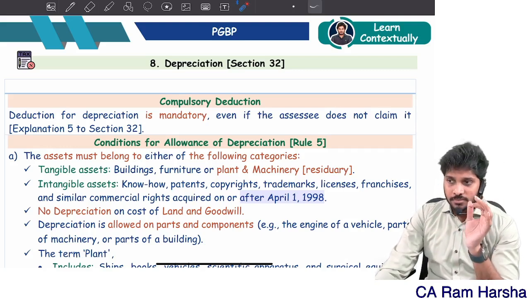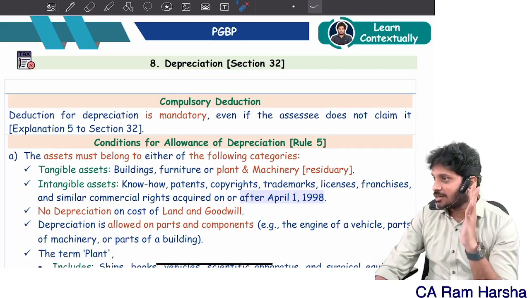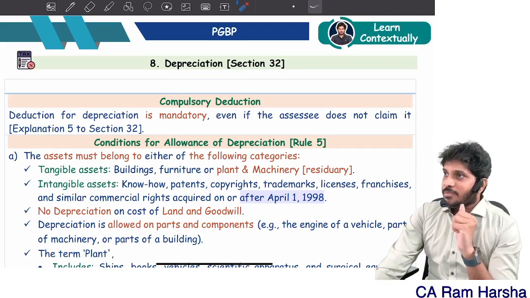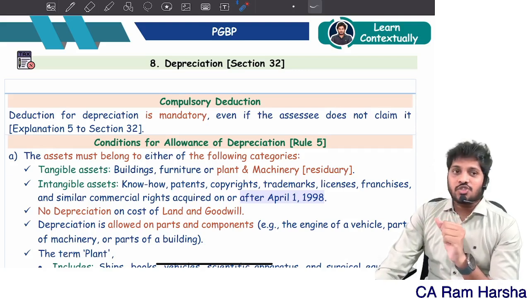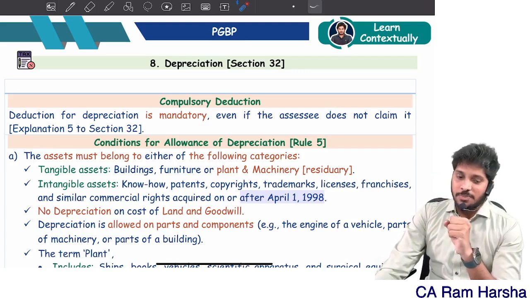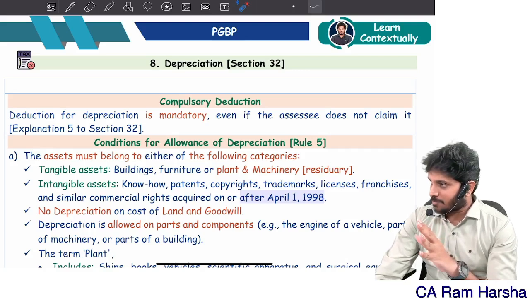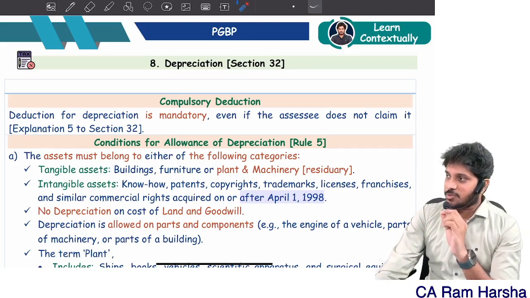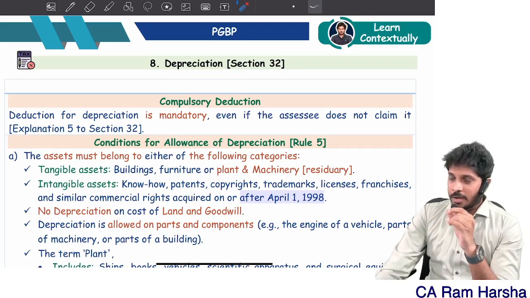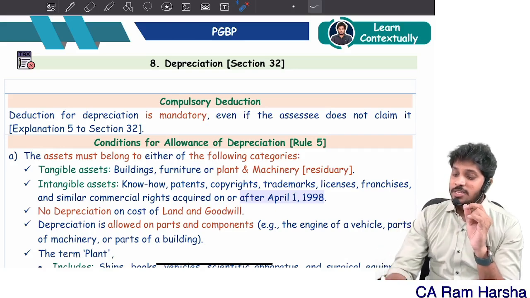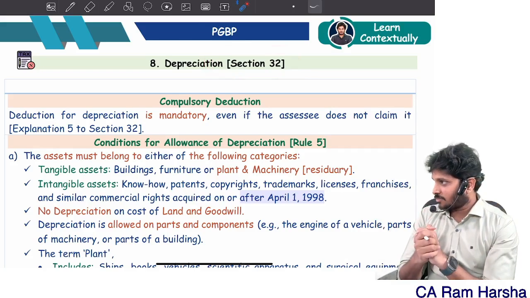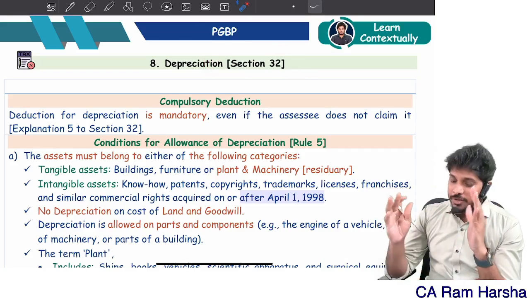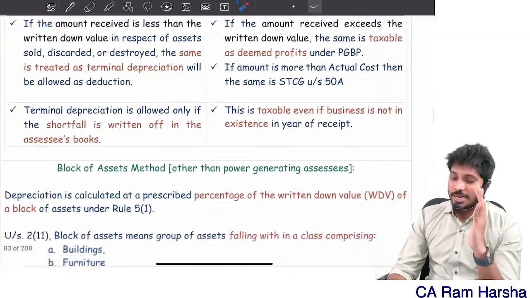Now, let's begin depreciation. In PGBP, if there are some two or three topics which are tough, one such topic is depreciation. Actually, depreciation is not a tough topic, but a slightly confusing topic, especially when problems are given. Many students compute depreciation wrongly if multiple adjustments are there in the problem. But we are going to crack that entire code.